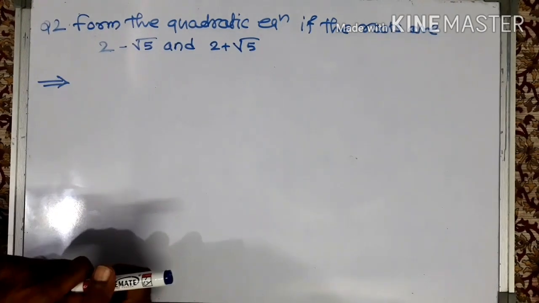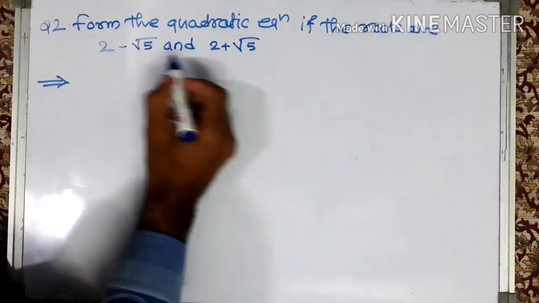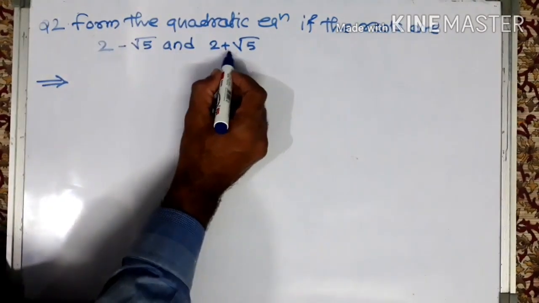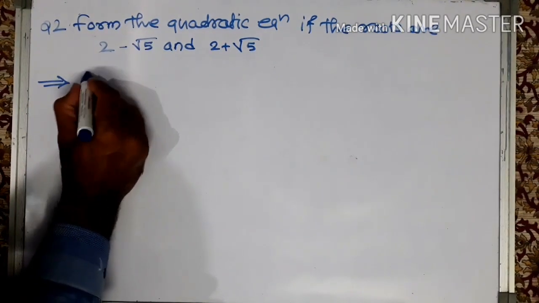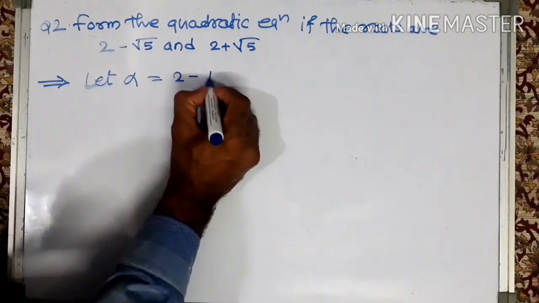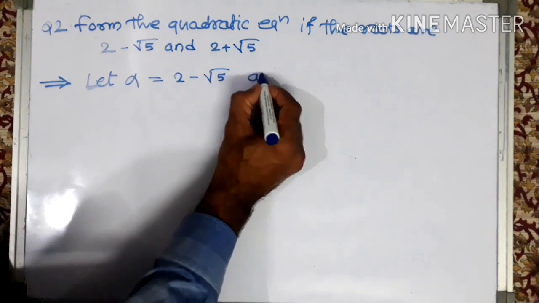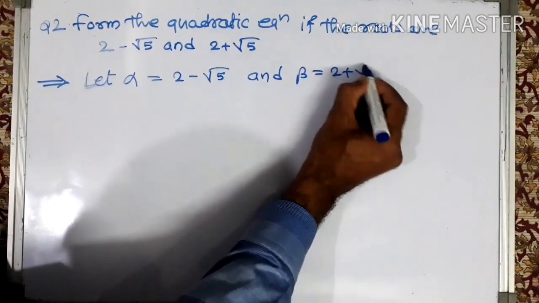Now we are going to take another question. Form the quadratic equation if roots are 2 minus root 5 and second root is 2 plus root 5. First, let alpha equals to 2 minus root 5. First root is 2 minus root 5 and second root is 2 plus root 5.